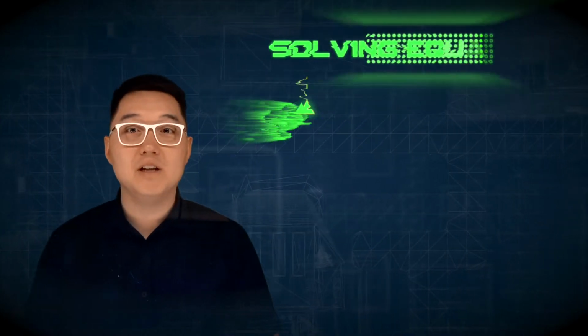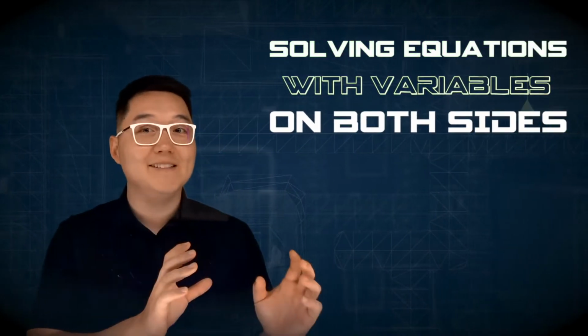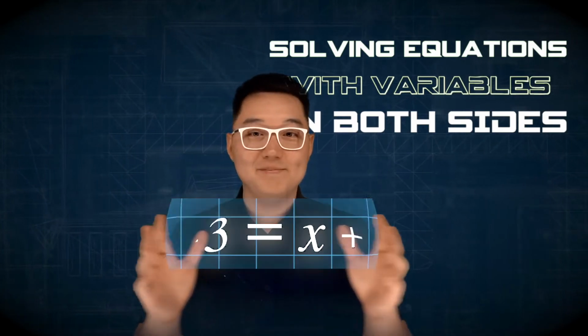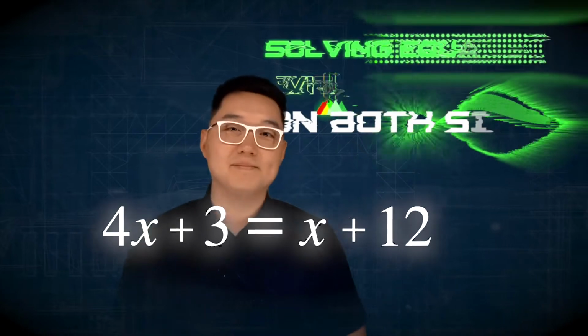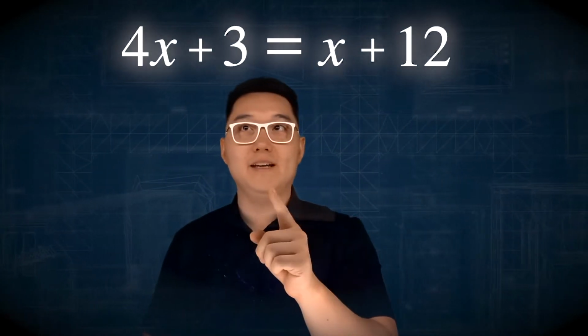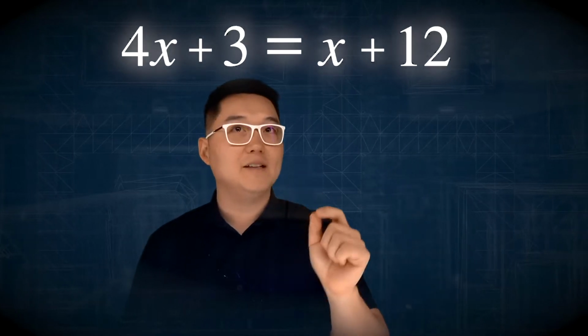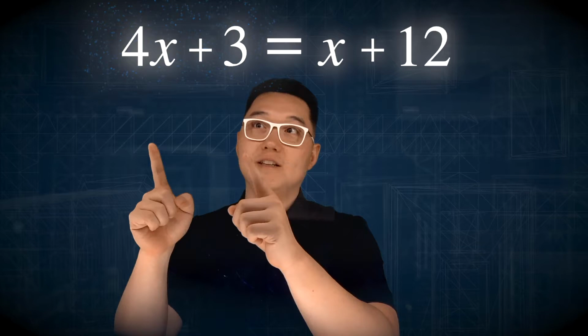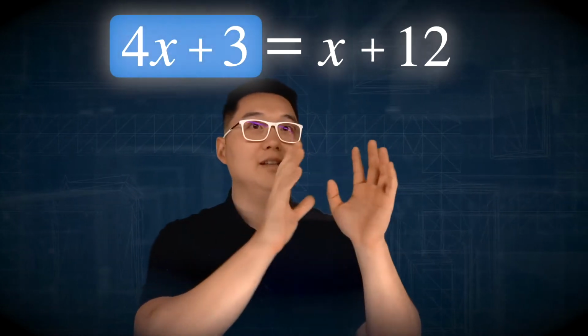Hey everyone! Today we're going to learn how to solve an equation with variables on both sides. Those are problems that look kind of like this. In this problem, we have 4x plus 3 equal to x plus 12. Notice we have an expression equaling another expression.